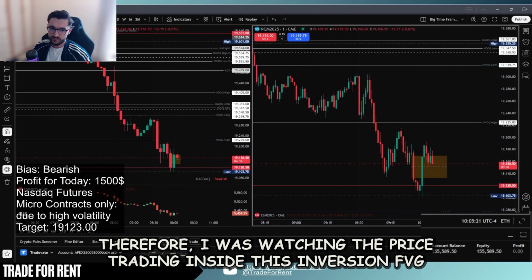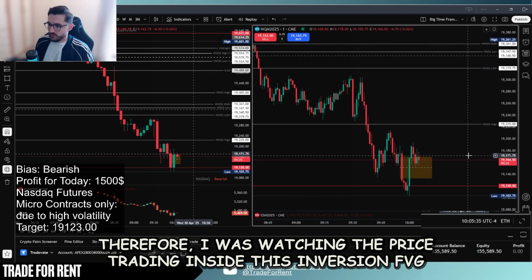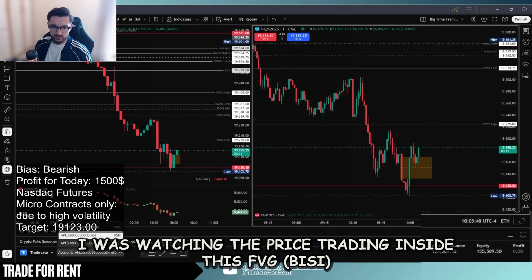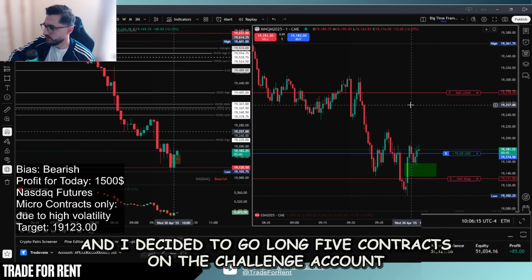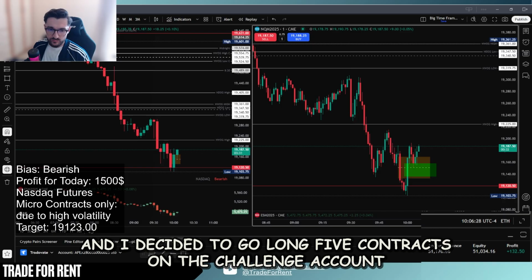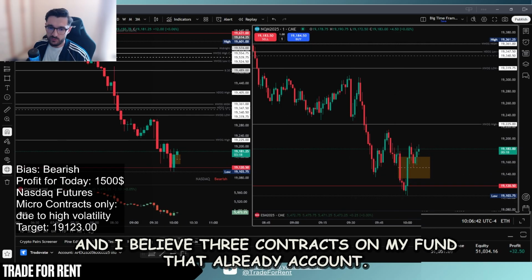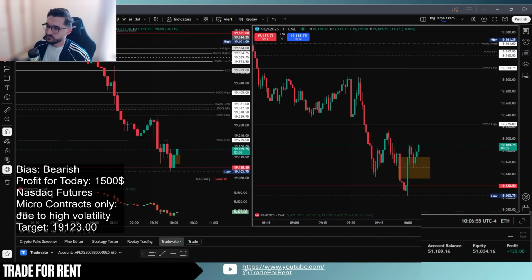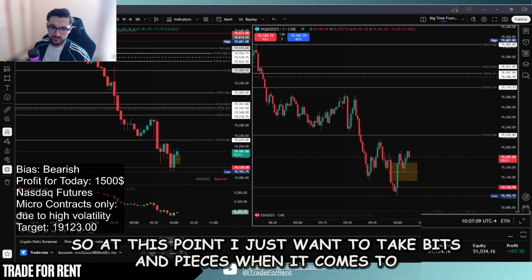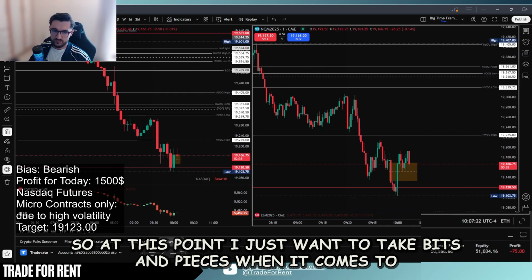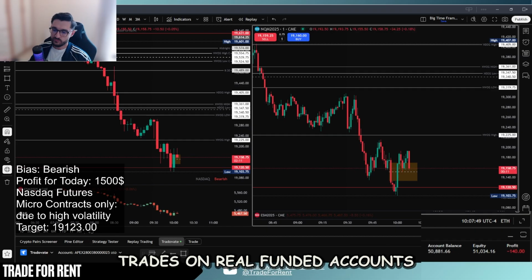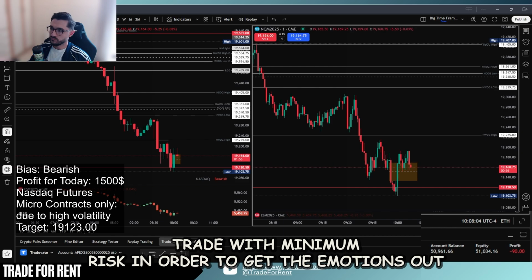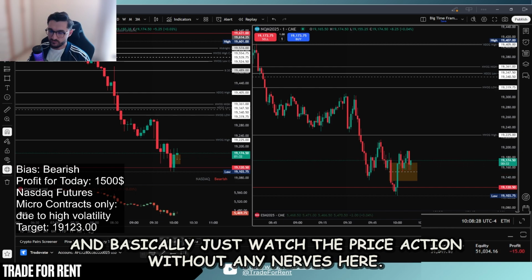Therefore, I was watching the price trading inside this inversion fair value gap. I was watching the price trading inside this fair value gap in form of a BC. And I decided to go long 5 contracts on the challenge account and I believe 3 contracts on my already funded account. I was already on my second payout. So at this point, I just want to take bits and pieces when it comes to trades on real funded accounts. I want to trade with minimum risk in order to get the emotions out and basically just watch the price action without any nerves.